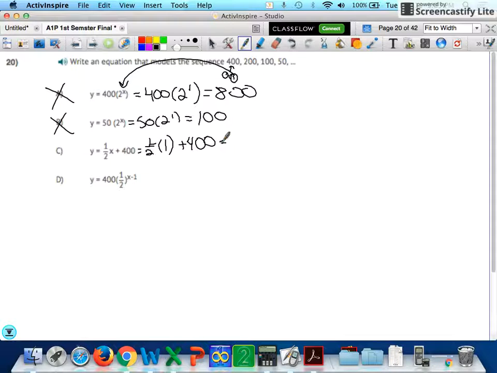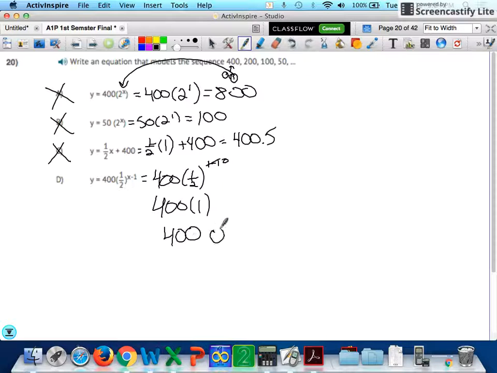This is going to seem close, but it's not quite right. This one, if you plug it in the calculator, you're going to get 400.5. That's close, but it's not 400, so this one didn't work. Just to be safe, you could plug in 400 times 1/2 raised to the 1 minus 1 power, which would be 0. Well, anything raised to the 0 power is just 1. So essentially, this boils down to 400 times 1, which is 400.